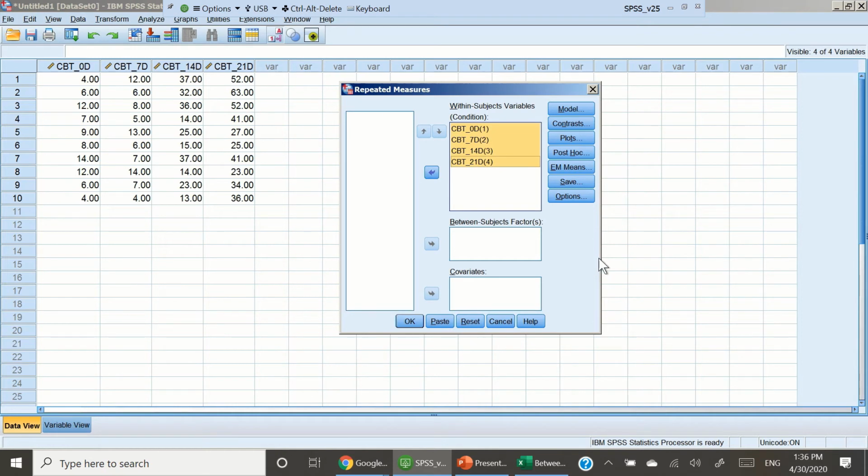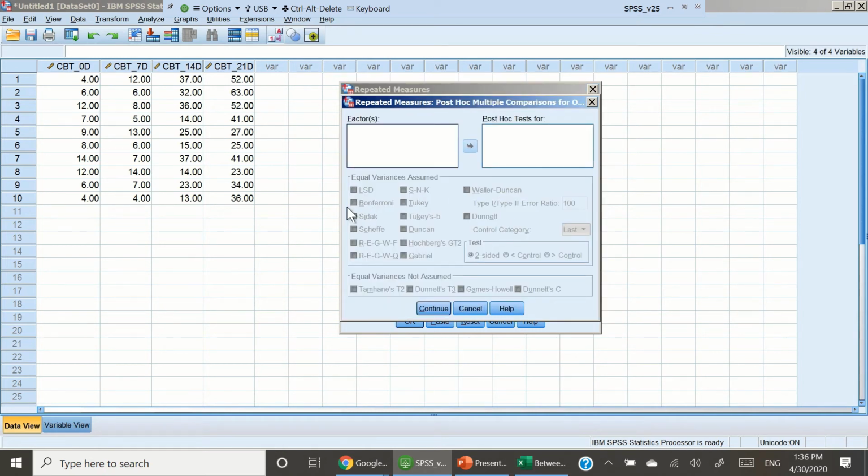Now the next thing is that you won't have any post hoc. This is why it's all grayed out, because the effect of the within subjects is really kind of like the subjects plus some sort of interaction in the intercept. But that's a lot of statistics you don't have to know. Just know that these are going to be grayed out.